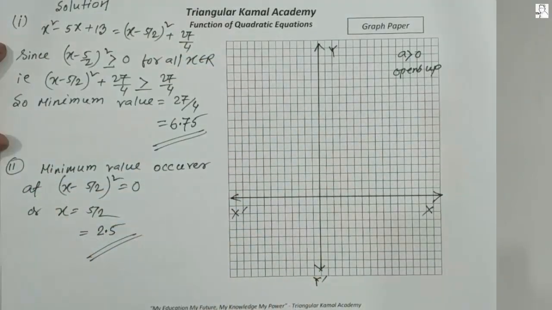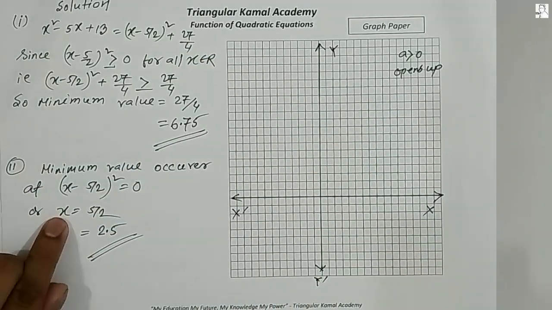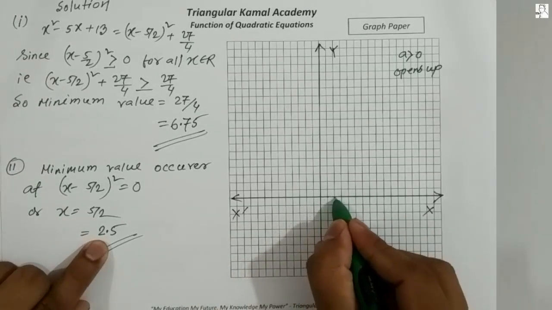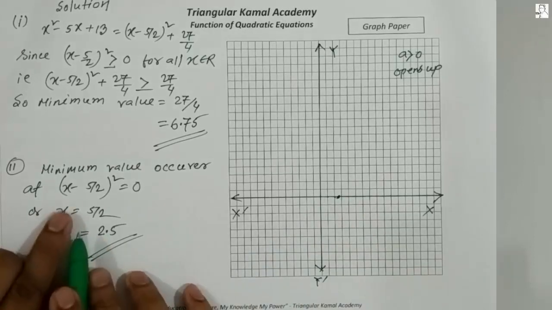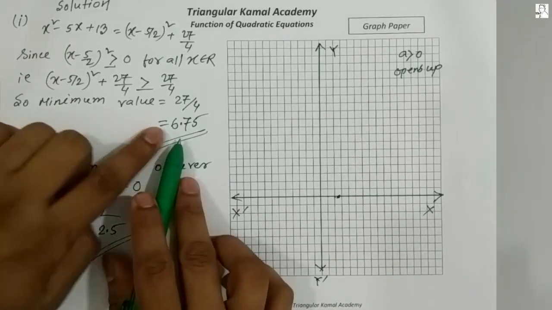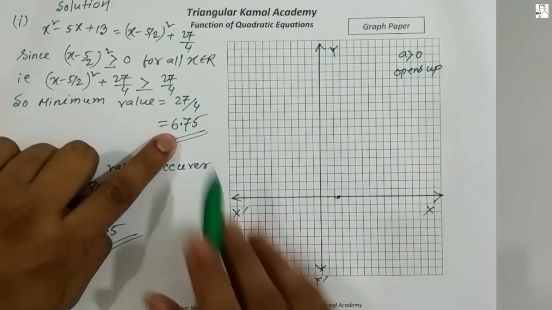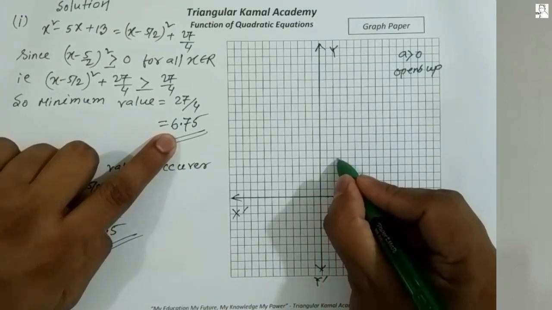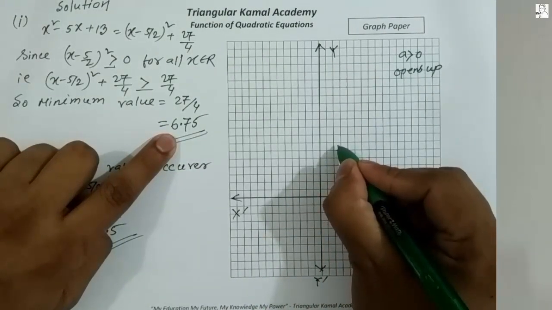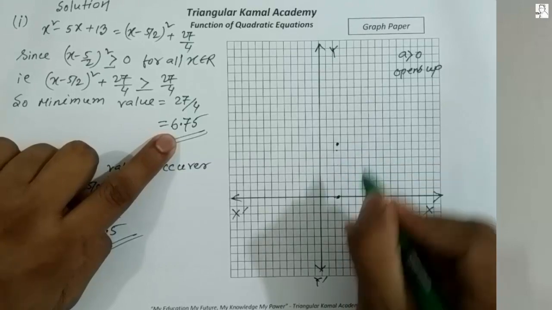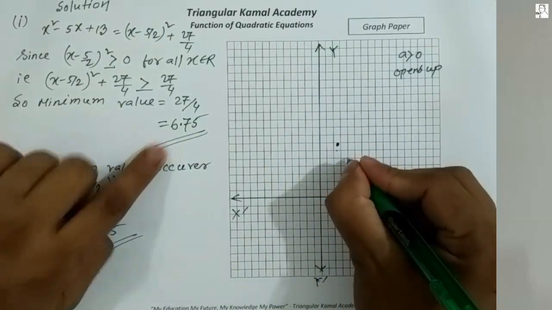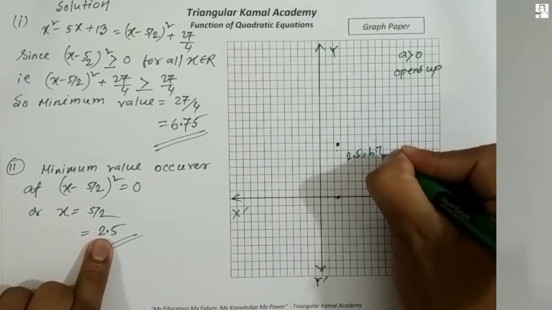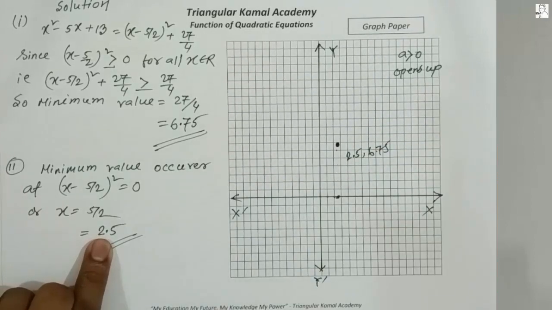Now we will draw the figure of the quadratic equation. First, at the point x equals 2.5, and the minimum value, that is the value of y, is 6.75. So counting 1, 2, 3, 4, 5, 6, actually that is 6.75, just near 7. So comparing here, the point is 2.5 comma 6.75. So this is the minimum point.